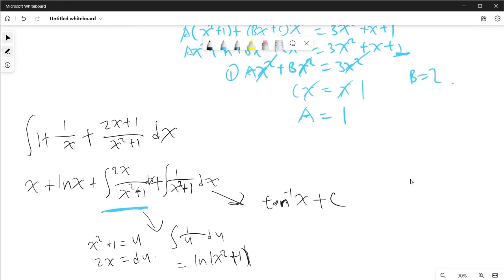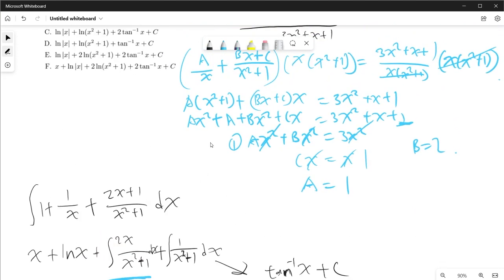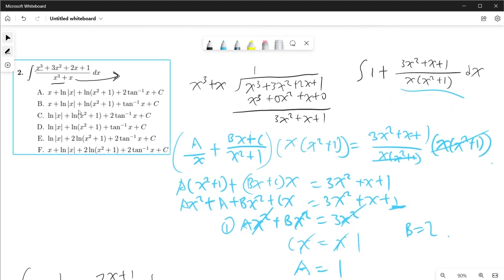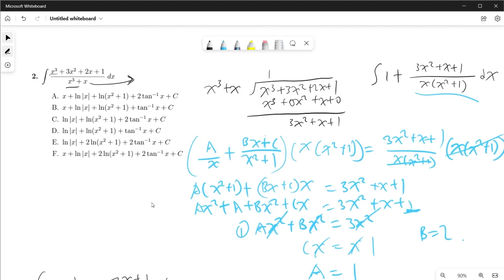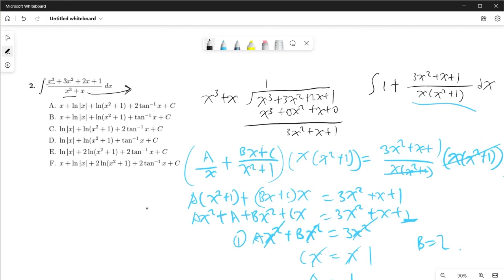So we have x plus ln x plus ln of x squared plus 1 plus tangent inverse x, so that should be b.